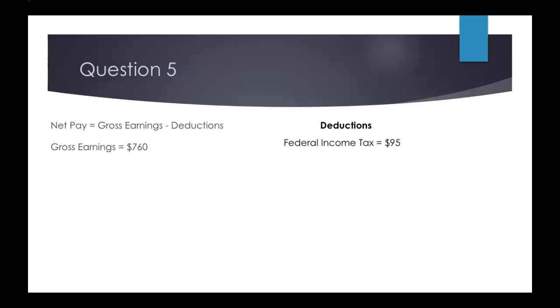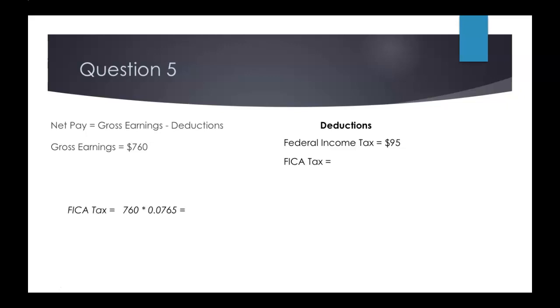Well, they told us that the federal income tax withholding was $95. So that's part of our deductions. Then it says she has no voluntary deductions, so we don't have to figure out any of those. But then the FICA tax rate is 7.65%. So we need to figure out our FICA tax.